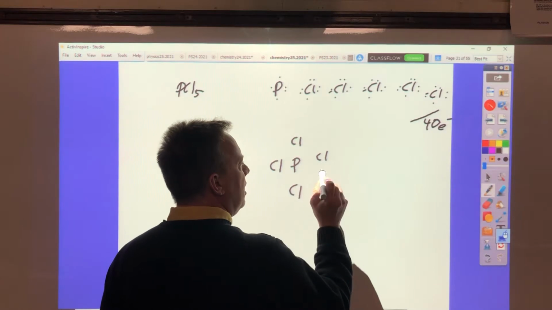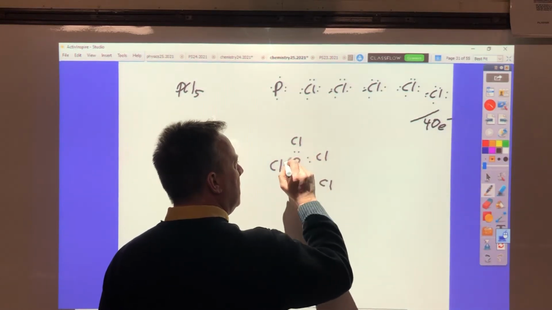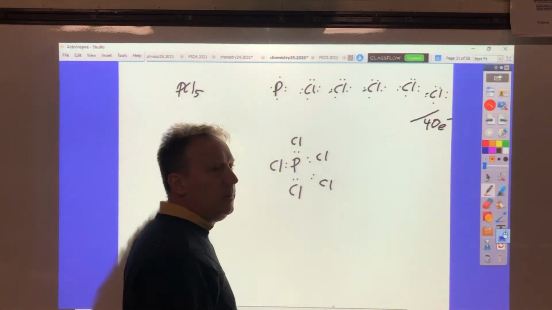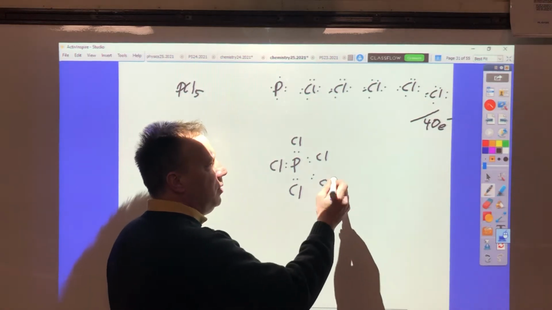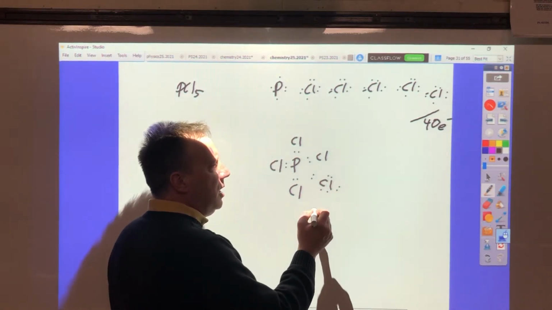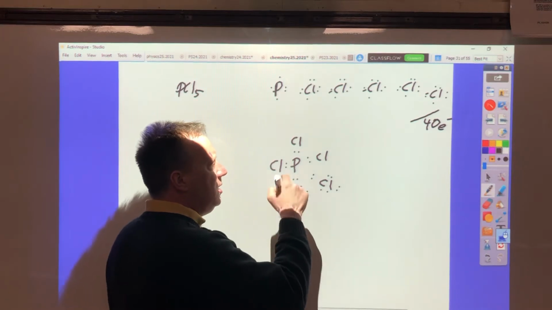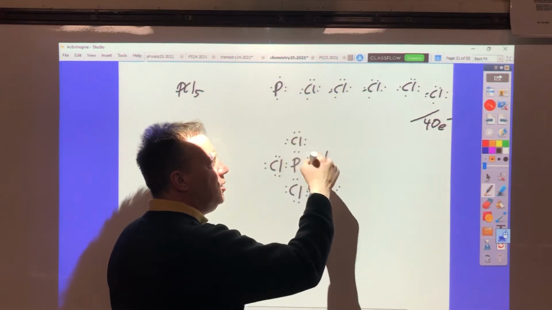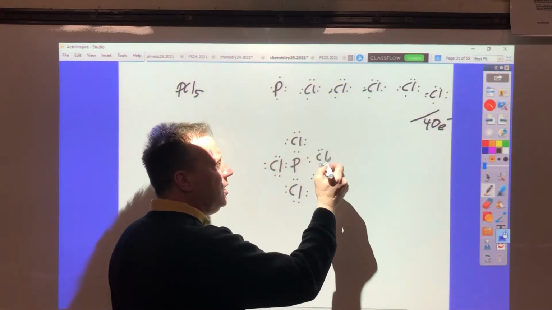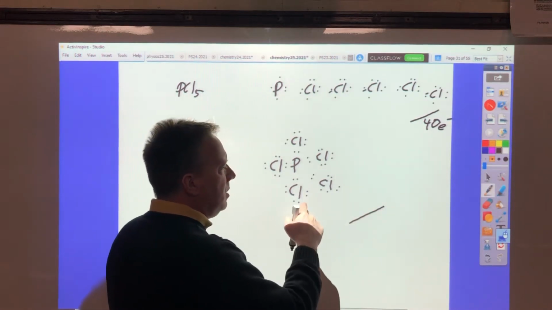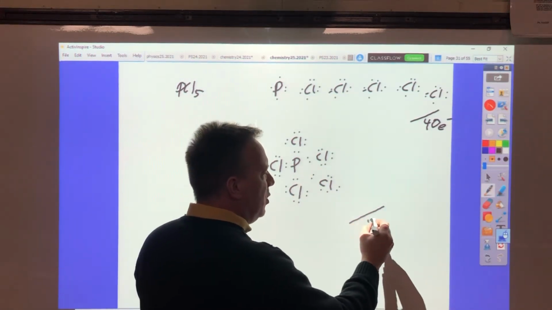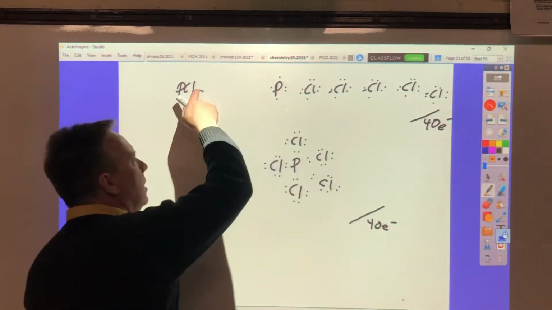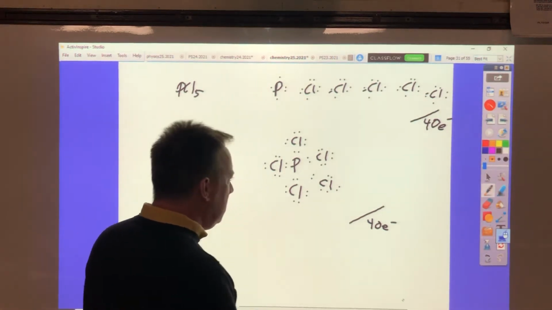Now if I put my shared pairs in, I have that one, that one, that one, that one, and that one. Phosphorus already has more than 8. Put 8 on each chlorine total: 2, 4, 6, 8, and so on. Add them up. That's 8 times 5 is 40. We're done. We don't have to worry about charges. It's not an ion. We don't have to worry about double bonds or triple bonds.